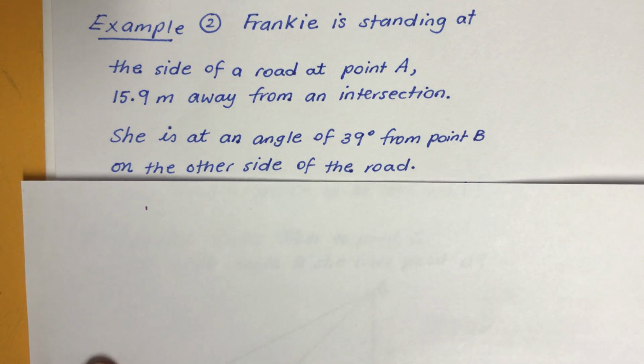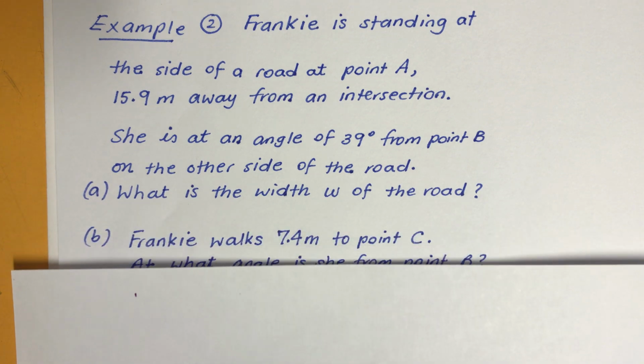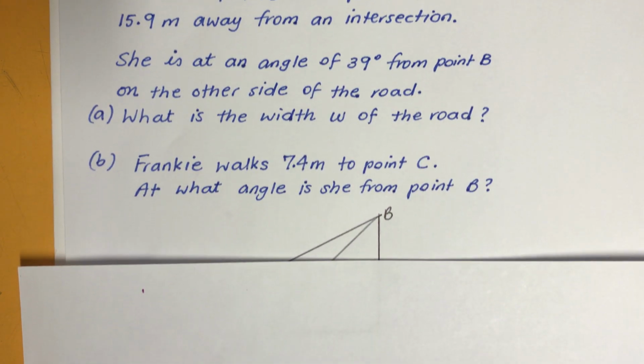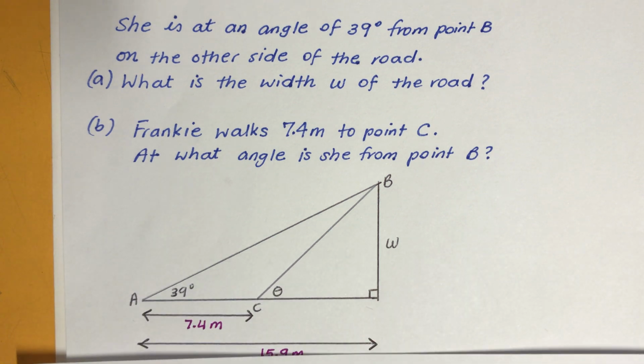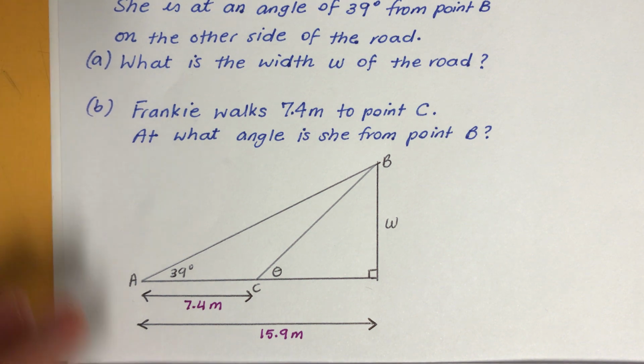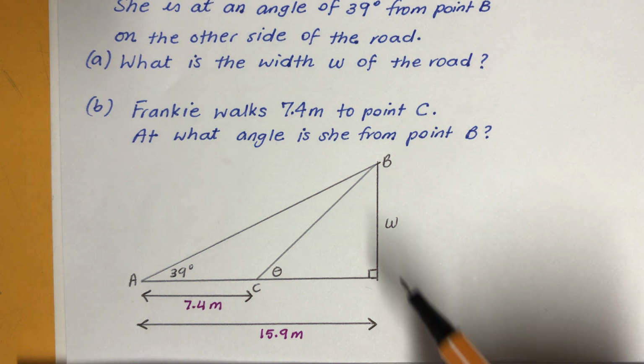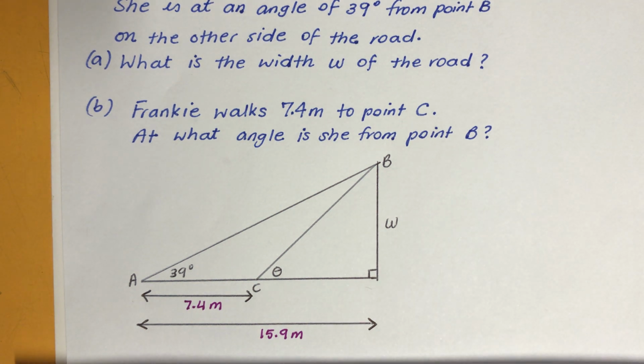Now example 2. Well, that's quite a long question here. Frankie is standing at the side of a road at point A, and it's 15.9 meters away from an intersection. She is at an angle of 39 degrees from point B on the other side of the road. And there's 2 questions, but don't panic. Diagram is given. Yes, fantastic. So this is the situation here.